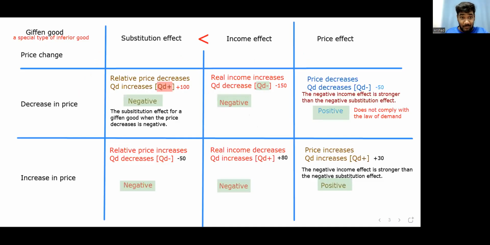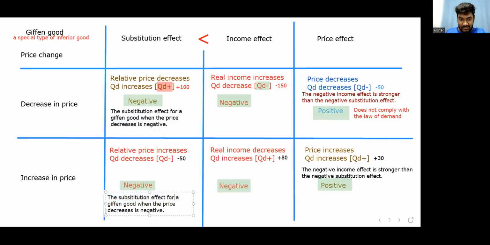I'm proving it to you with the substitution and income effects. According to the substitution effect, QD will fall, let's say by 50. The income effect says QD is increasing. Remember, the income effect is stronger. So as a result, overall QD also increases. And we are done.